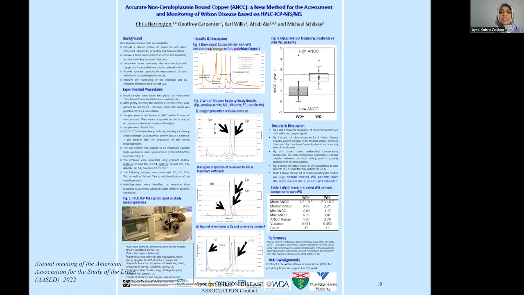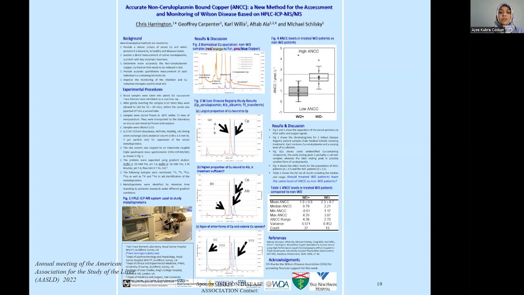This poster was presented at the annual meeting of the American Association for the Study of the Liver last year in 2022. Its title read as Accurate Non-Ceruloplasmin Bound Copper, ANCC, a new method for the assessment and monitoring of Wilson disease based on HPLC ICP mass spectrometry. This is a way of accurately measuring bioavailable copper.